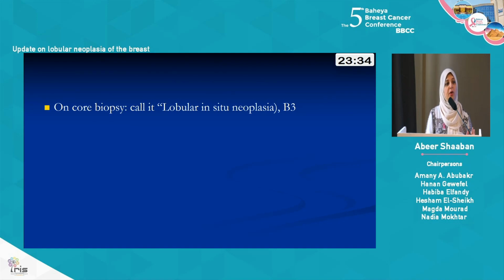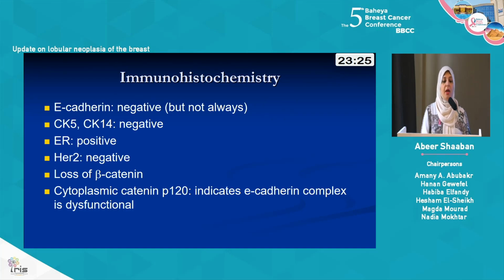On core biopsy, the UK guidelines would call them lobular in situ neoplasia, designate as B3, and recommend vacuum-assisted excision. Immunohistochemistry, as we know, E-cadherin is usually negative, but remember that it doesn't have to be completely negative. You can get a bit of heterogeneity, you can get a bit of cytoplasmic expression, so don't expect complete absence in all cases. Basal cytokeratins, CK5/14, are usually negative. ER is almost always strongly and uniformly positive in classic LCIS. HER2 is negative.